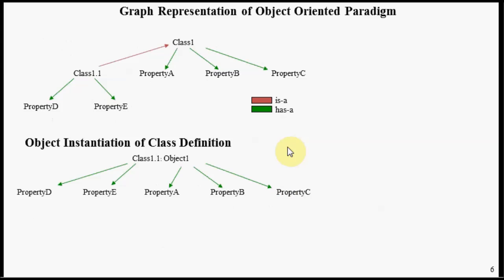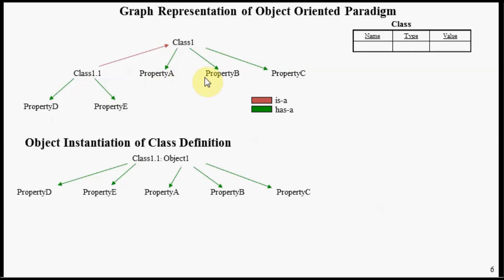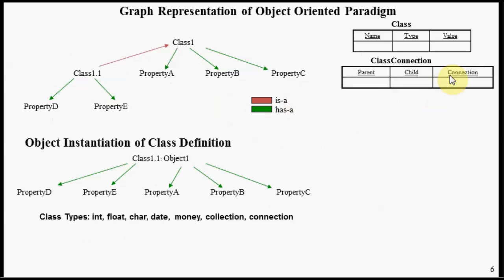Okay, now let's look at the relational tables needed to support this paradigm here. So we have the notion of a class table here, which represents the nodes of our class graph. It's basically a name-value pair, and we have a type column here, and legal type values. This represents basic class types here. We have a class connection table of parent-child nodes here and a connection type here. In this case, it's going to be either has-a or is-a.